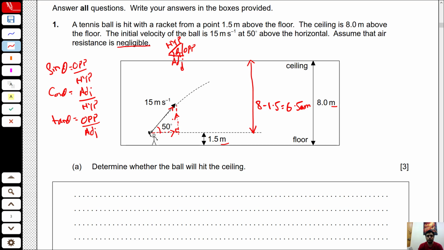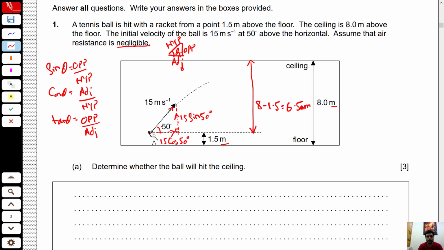So if you consider this triangle, opposite over hypotenuse is sine theta. So this vertical velocity will be 15 times sine of the angle. Whereas the horizontal component of the velocity is adjacent over hypotenuse, which is cosine theta. So the horizontal component will be 15 cos of 50 degrees.